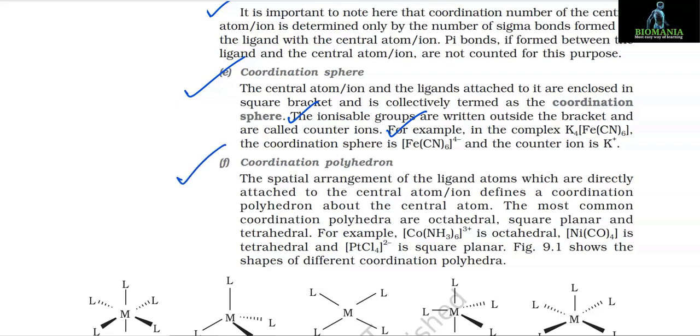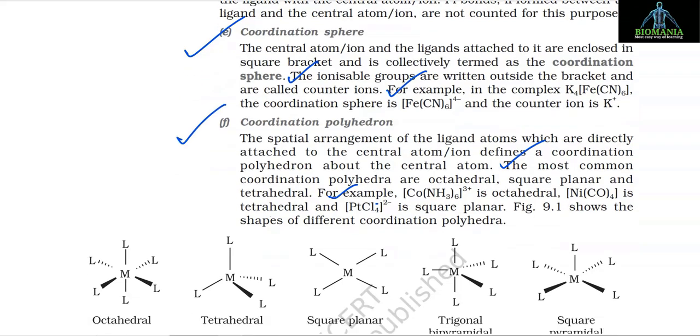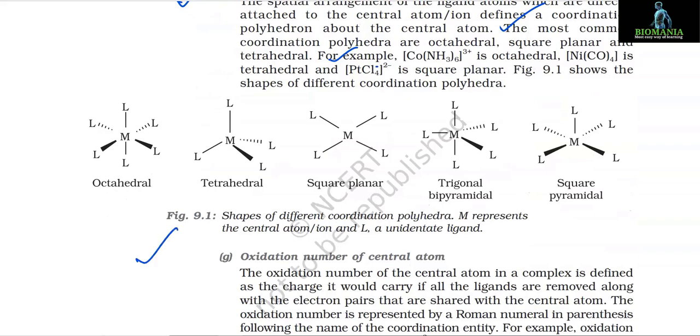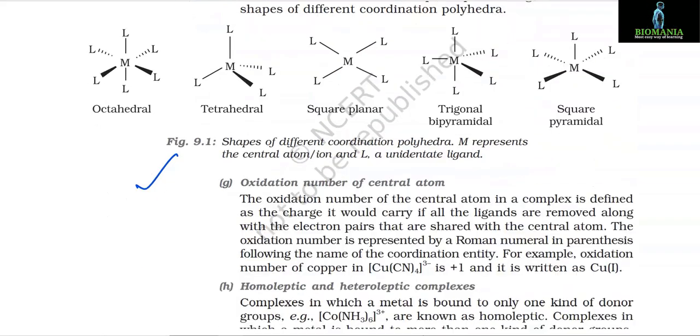F. Coordination polyhedron. The spatial arrangement of the ligand atoms which are directly attached to the central atom or ion defines a coordination polyhedron about the central atom. The most common coordination polyhedra are octahedral, square planar and tetrahedral. For example, [Co(NH3)6]3+ is octahedral, [Ni(CO)4] is tetrahedral and [PtCl4]2- is square planar. Figure 9.1 shows the shapes of different coordination polyhedra.